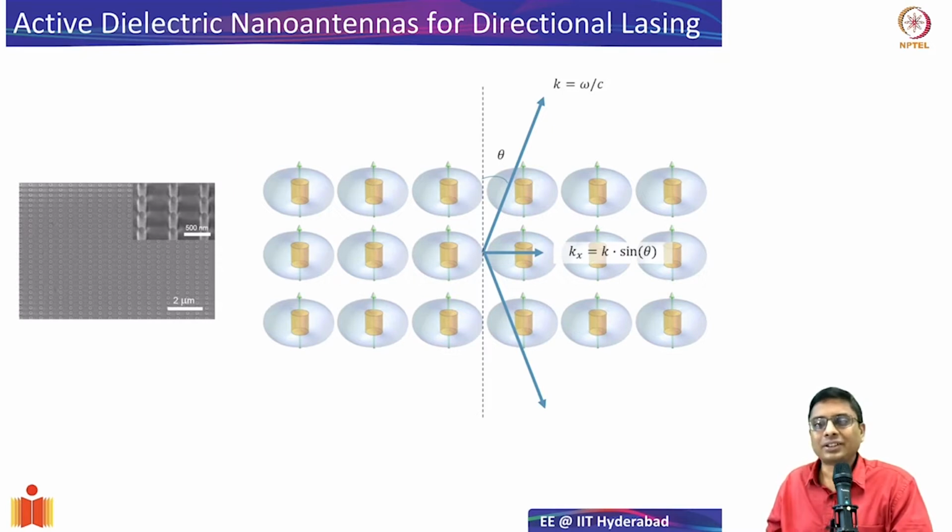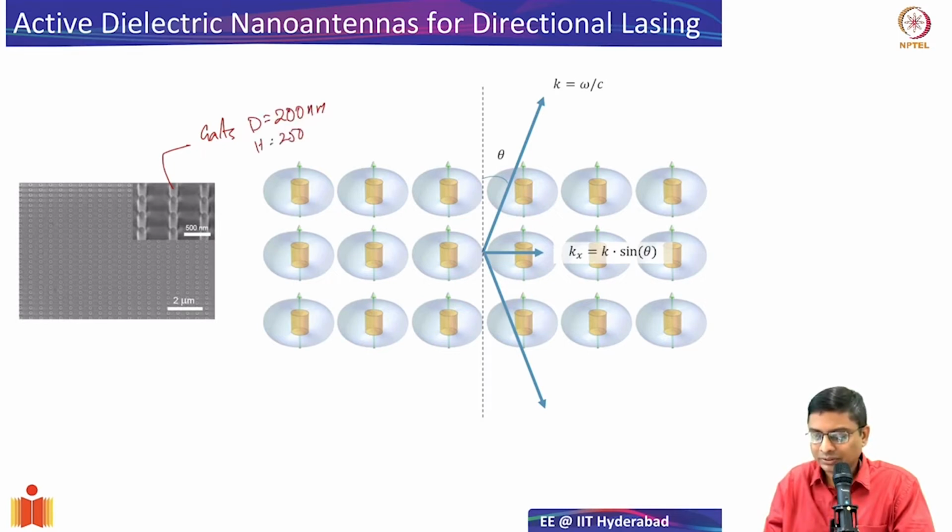Now, in addition, in the last 8 to 10 years, we have done a lot of work on Mie resonances in nanoparticles, and I was involved in this work personally. Here we have one particular structure wherein we fabricated gallium arsenide nano antennas. The diameter of these antennas is about 200 nanometers, and the height is around 250 nanometers.